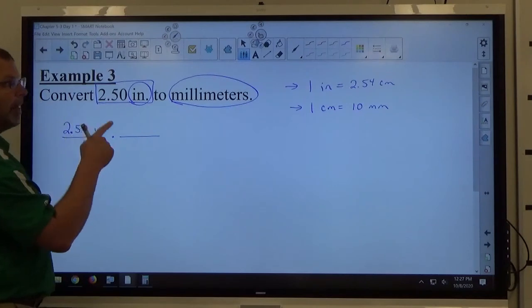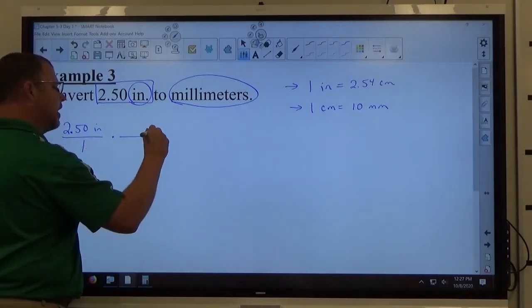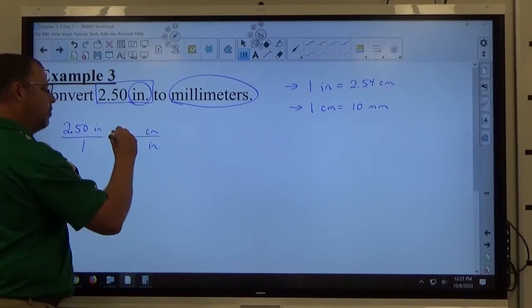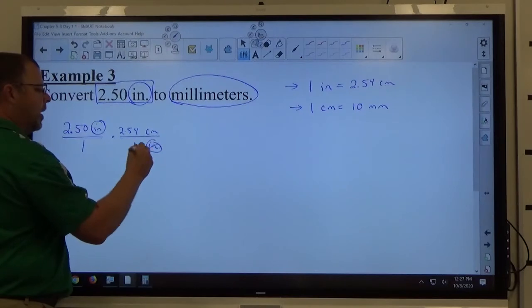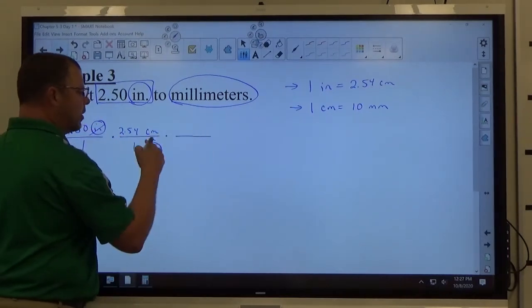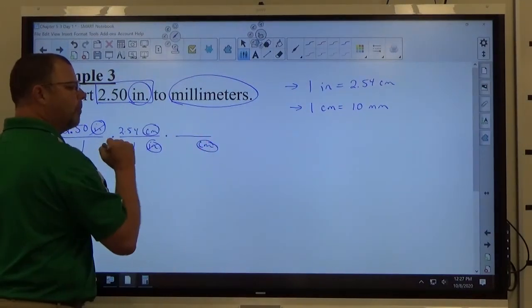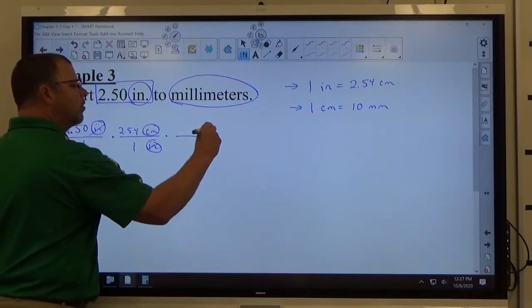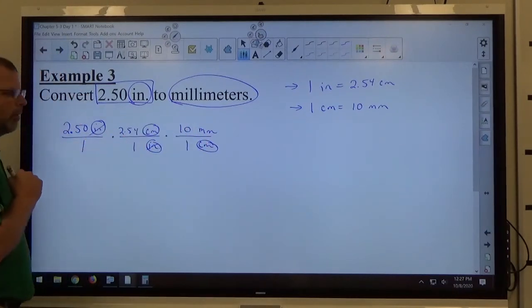We want to convert from inches to centimeters first, so inches goes on bottom, centimeters goes on top, and 1 inch equals 2.54 centimeters. Inch on top, inch on bottom cancel. And then I want to go from centimeters to millimeters. I want to get rid of centimeters, so centimeters on bottom for cancellation purposes, 1 on top, 1 on bottom. I want to change to millimeters, and 1 of these equals 10 of those. 1 centimeter equals 10 millimeters.